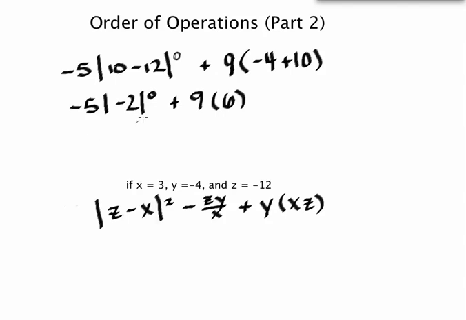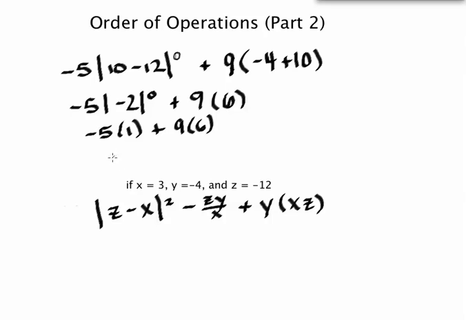Here, next in order of operations, I need to take care of these exponents. Remember, any absolute value is going to be positive. So I would have negative 5. The absolute value of negative 2 is 2, but when we raise it to the 0 power, remember, anything to the 0 power is 1. Plus 9 times 6.